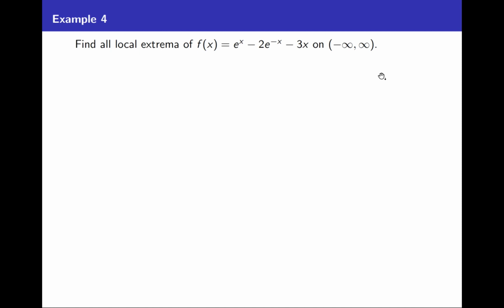Okay, so whenever you're finding local extrema, you first of all want to find all your critical points, because it's at critical points where your extrema will happen. Any extremum is going to happen at a critical point, remember. And finding the critical points involves finding the first derivative.